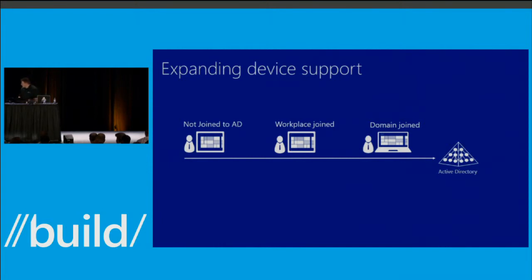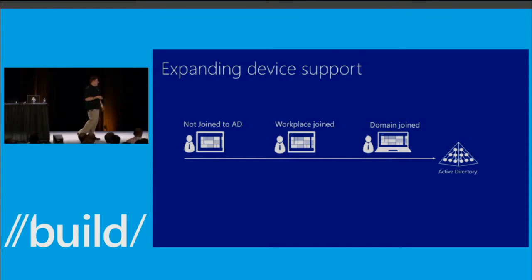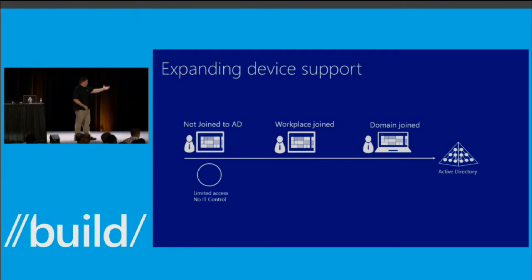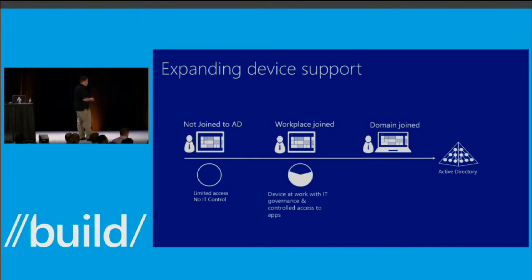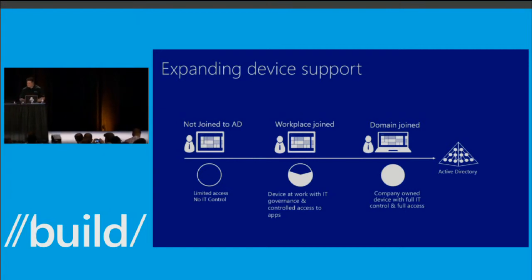So again, as we look it over, a very simple, basic scenario: my desktop PC at home, not AD joined. My RT device is now workplace joined, and then my laptop's domain joined. In areas where I have limited or no IT control, I can do block type scenarios. Where it's workplace joined, I have a little bit of governance over that. Maybe I'm going to use some policies with Windows Intune that I'll talk about in a little bit. Or if it's domain joined, there we go, I have full access, so I can let that in. So again, just giving us different layers of access to control.